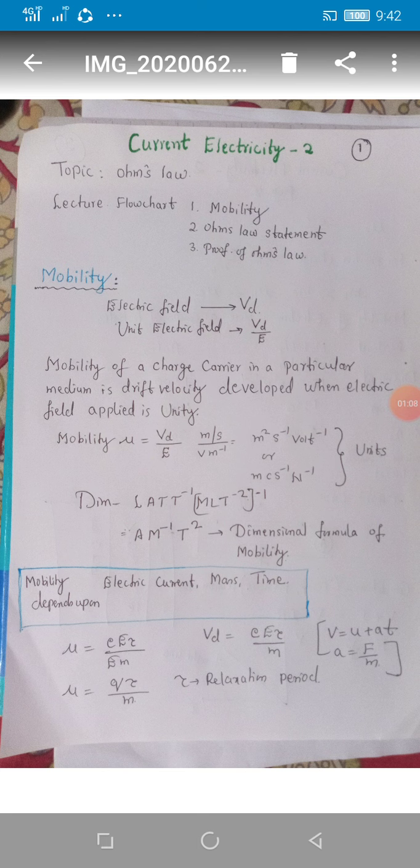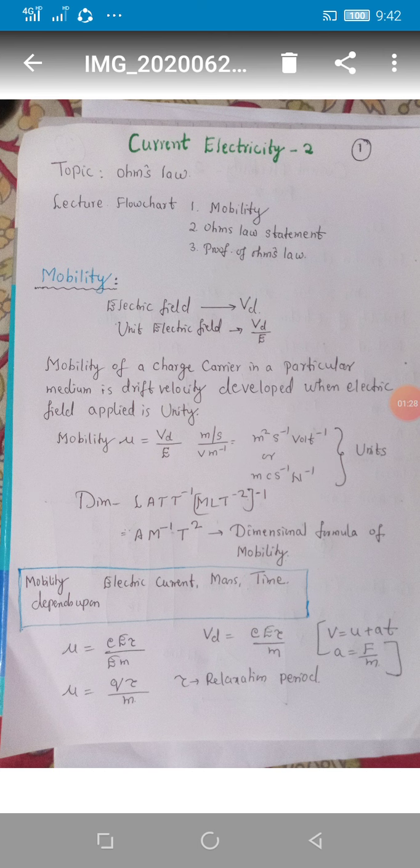And why is it drift? Because electrons are forced to move in a particular direction, so the velocity is known as drift velocity. Remember, student, this is the velocity which gives rise to electric current, because the charge has energy and it is flowing in a particular direction.